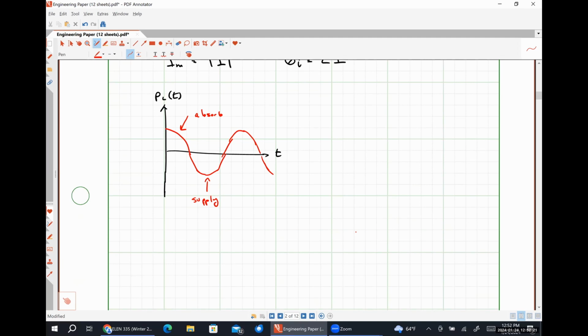So because we never hold on to any power, we absorb it and then we send it right back out. We absorb it and then we supply it right back out. We see that there's no average power that's absorbed. So the power that's stored by a capacitor or an inductor in an AC system is actually incapable of performing any real work because it doesn't hold on to it for long enough to do anything.